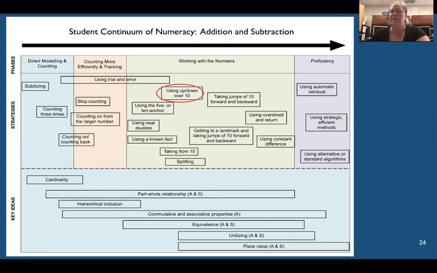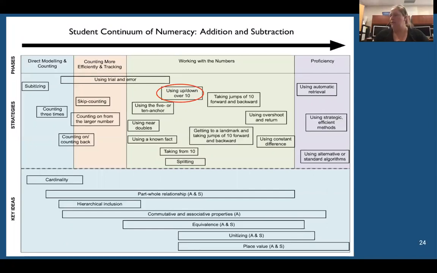I've never driven a BMW, but I hear they're nice. That they have a lot of power under the engine, and so does up over 10. You'll see this strategy is up/down over 10. So students can use this in subtraction when they're going backwards as well, hence the down over 10 part. But we're going to talk about it with addition with up over 10.